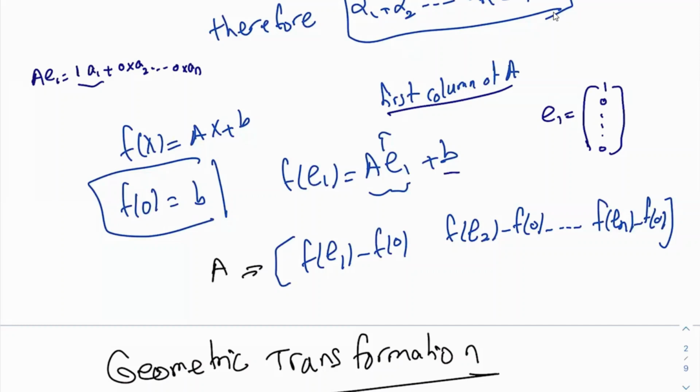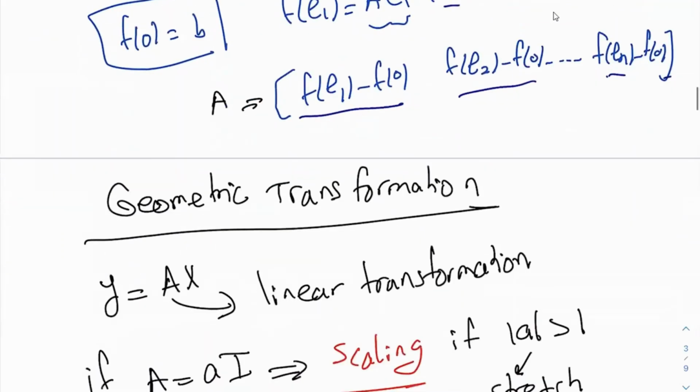But what is B? B is just f of 0. So this is going to be the first column of A. This is going to be the second column of A, and all of it is going to be the last column of A. So this is going to be matrix A. Okay? So that's a nice way to find all the elements of matrix A when you have an affine function. Okay. Now let's move to the geometric transformation.